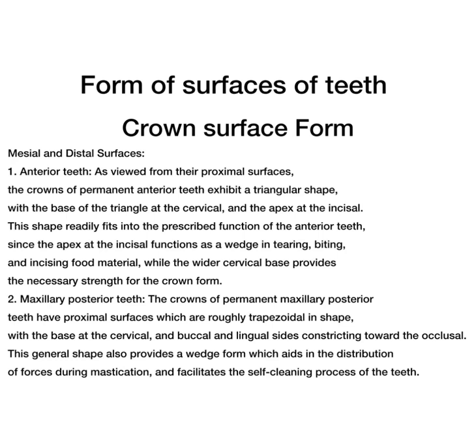Second, maxillary posterior teeth. The crowns of permanent maxillary posterior teeth have proximal surfaces which are roughly trapezoidal in shape, with the base at the cervical and the buccal and lingual sides constricting toward the occlusal. This shape also provides the form which aids in the distribution of force during mastication and facilitates the self-cleaning process of the teeth.